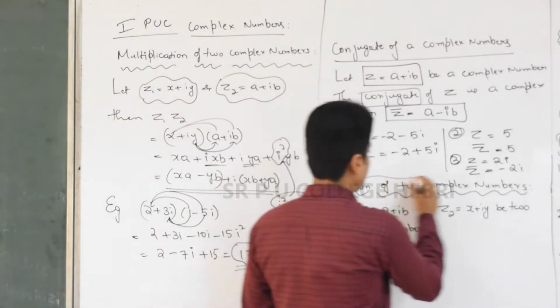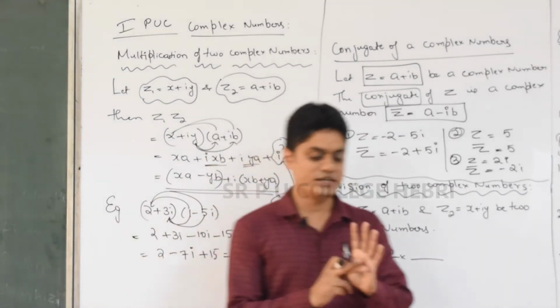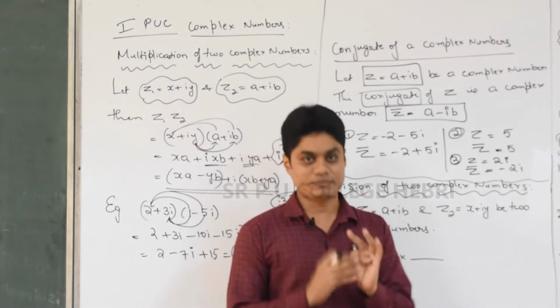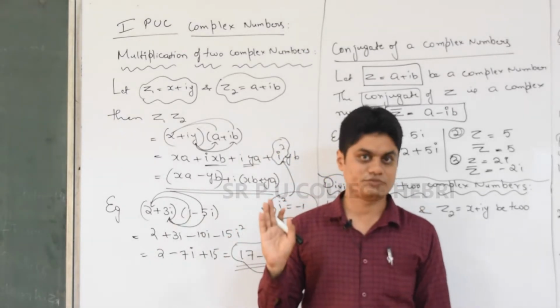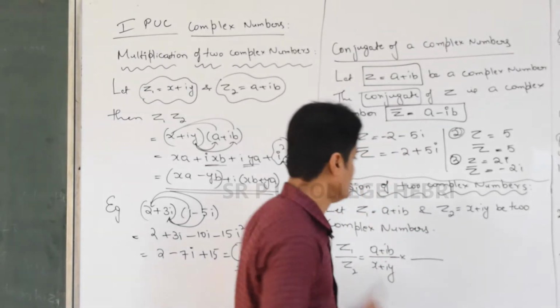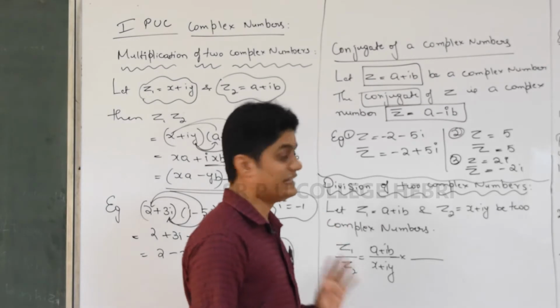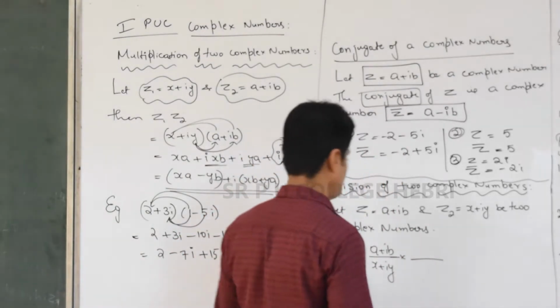So the conjugate is very important in the algebra of complex numbers. Addition, subtraction, before that we learned equality, addition, subtraction, multiplication, as well as the conjugate of a complex number. Very good. Next, this is important: division of two complex numbers. Like multiplication, we have division also in complex numbers.